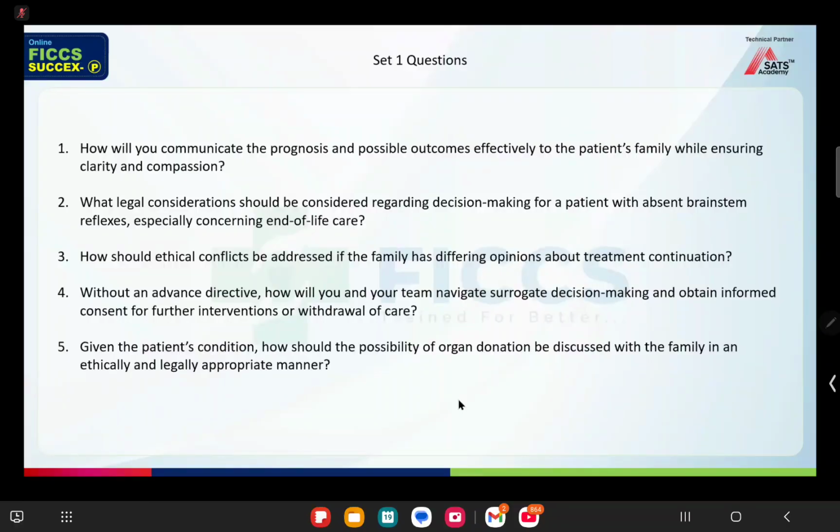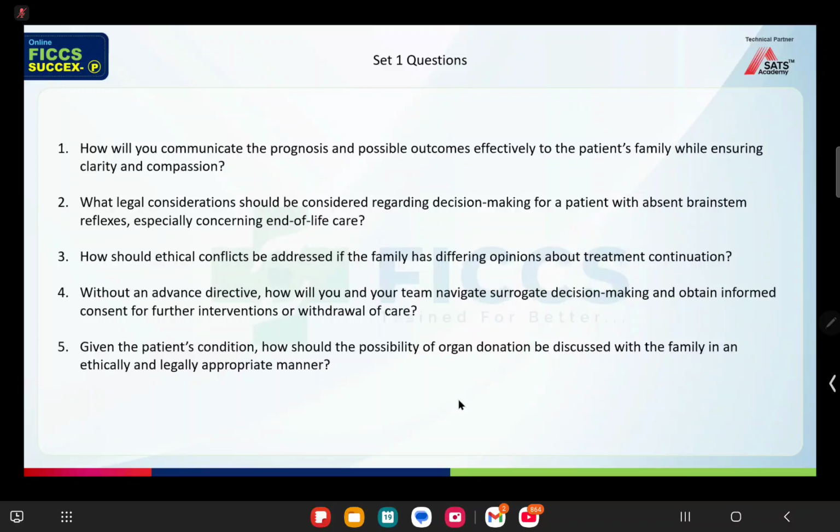K is for knowledge. We have to explain to them the disease process, the irreversibility, the reversibility. S is for summary, and E is, I forgot now.